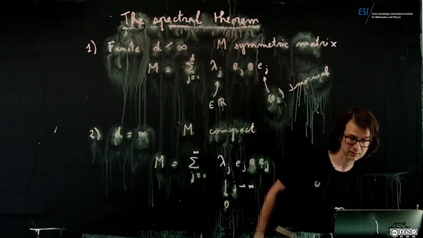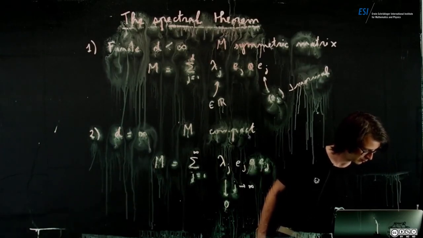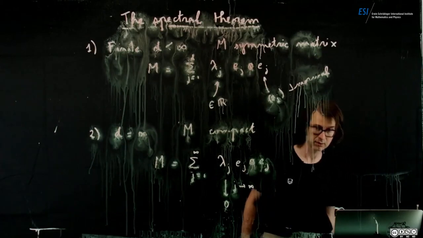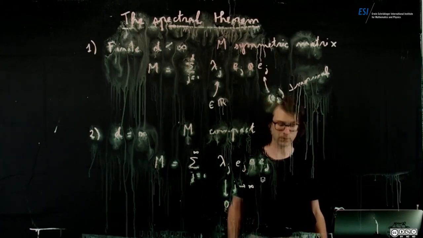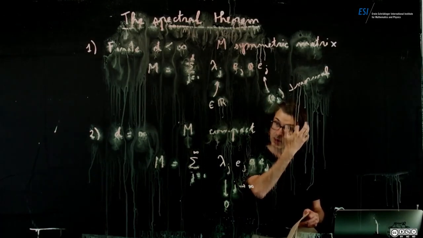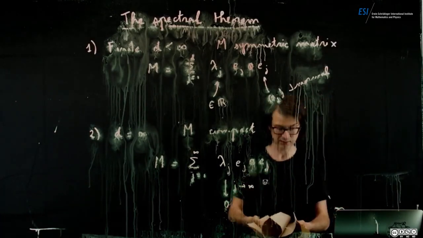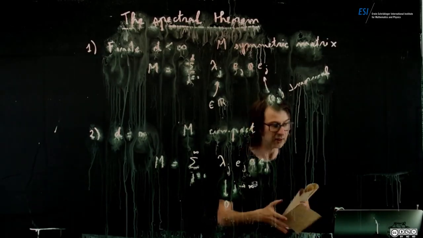Do you use that your operator is self-adjoint? Because otherwise it's not really clear to me. I think in the general case you have these singular values where you have different ej. That's right, yes. It is self-adjoint. Okay, so you assume it's self-adjoint. Yeah.